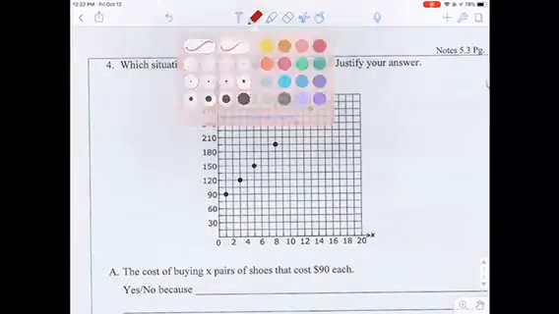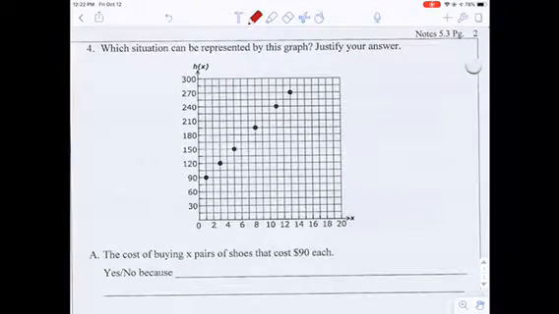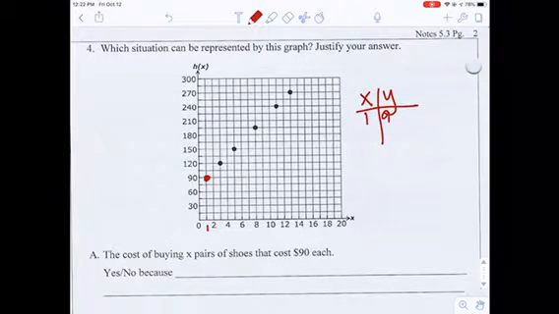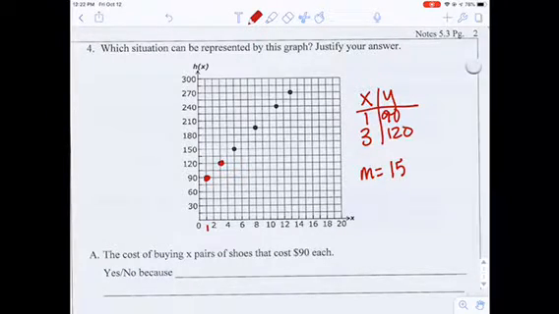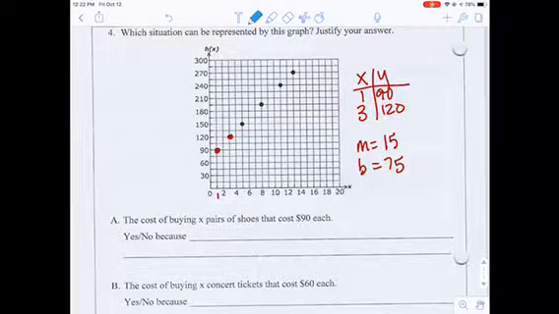And then one last problem here. They asked me which situation can be represented by this graph. When I look at this graph, I can make some estimations, but one thing you could do would be to write down 2 points. Like this is the point 1, 90. And then we have the point 3, 120. You could put that into y equals to find your slope and your y-intercept. It would tell you your slope is 15 and your y-intercept is 75. That's what you could do in stat edit. Those steps are on notes 5.2 if you need a refresh of that.